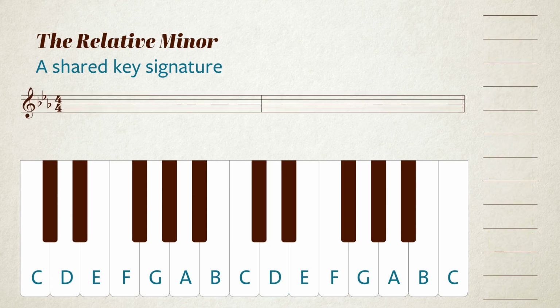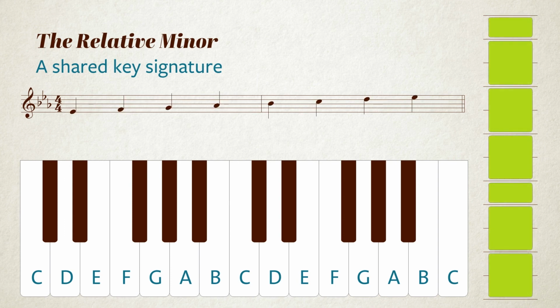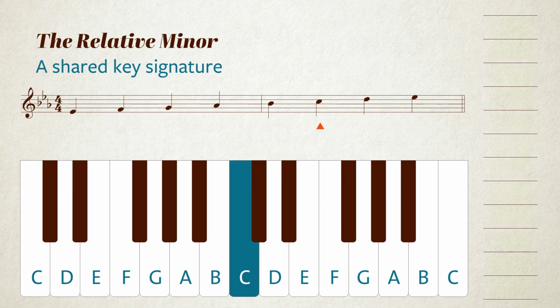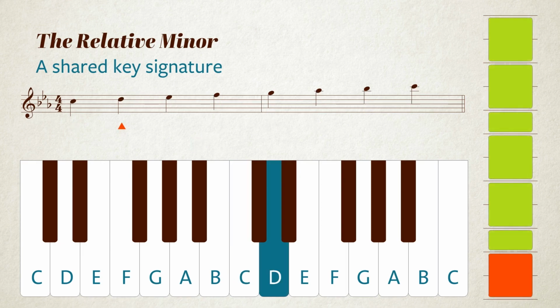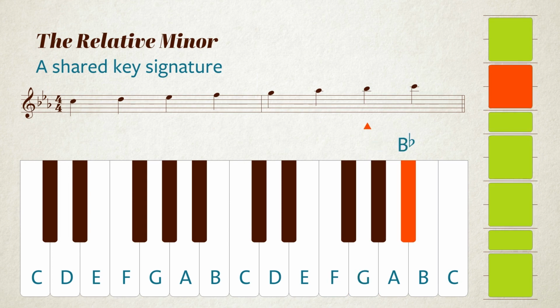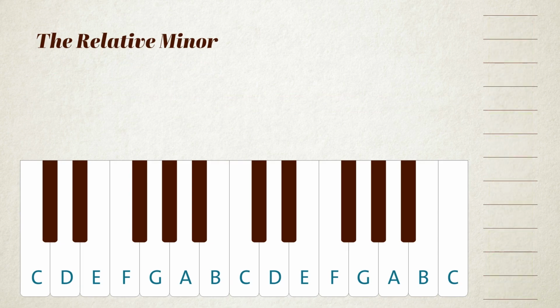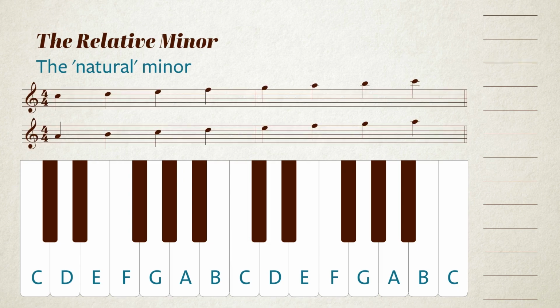3 flats would either mean E flat major, or else C minor. The relative minor always begins on the 6th step of the relative major scale. By the way, you'll often hear of the relative minor scale referred to as the natural minor. This just means that it uses exactly the same notes as the relative major.